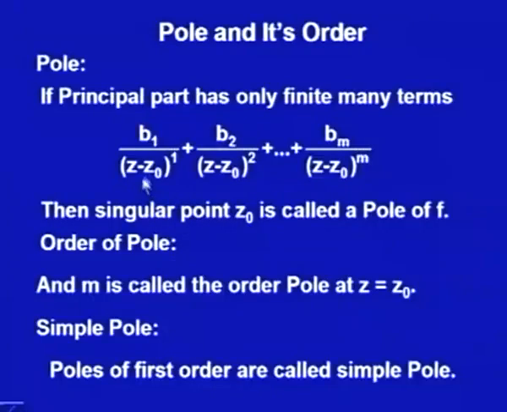So we have come up with the finite case, where it is a pole of order m, and of course a first order pole we call a simple pole. But what if the principal part has infinitely many terms? Before answering that question, let us do some examples for the poles.